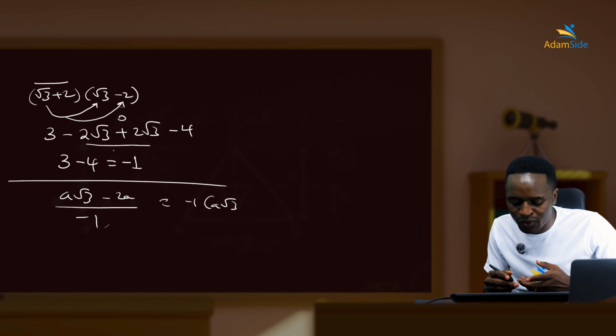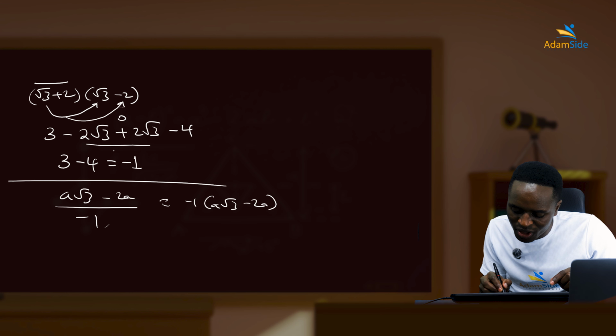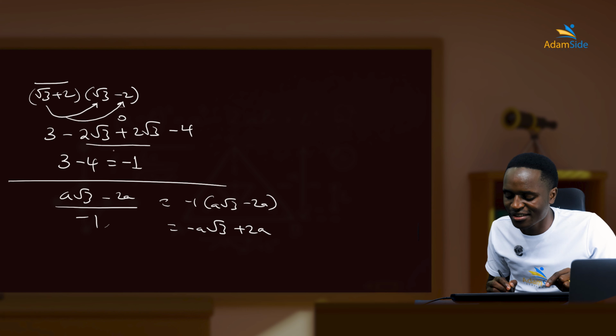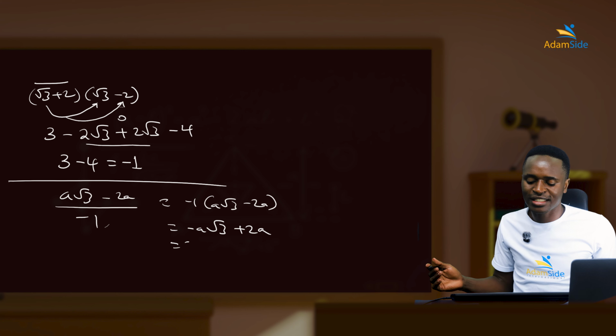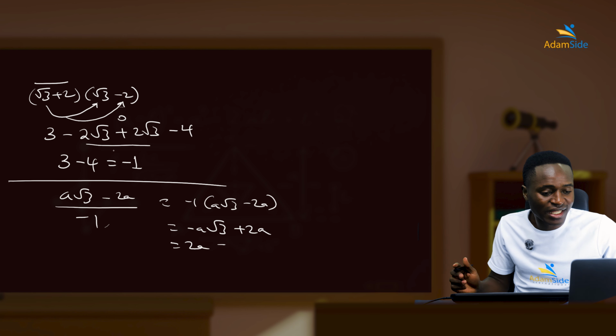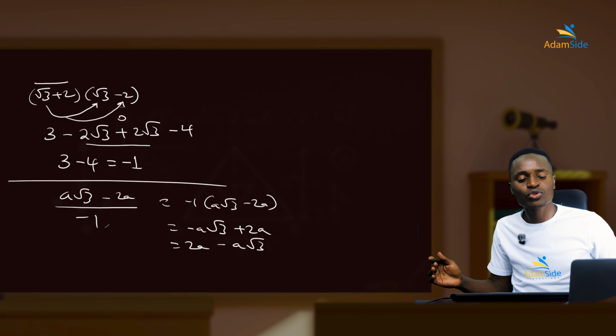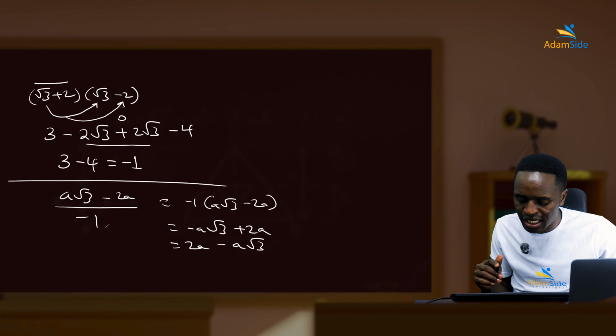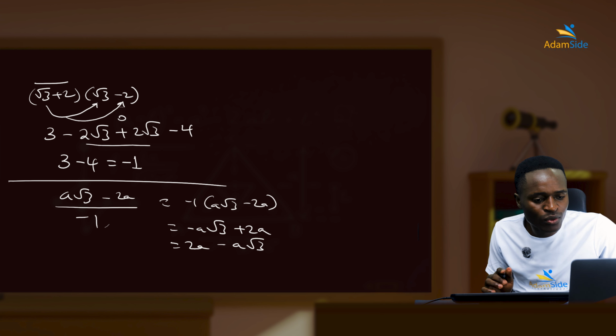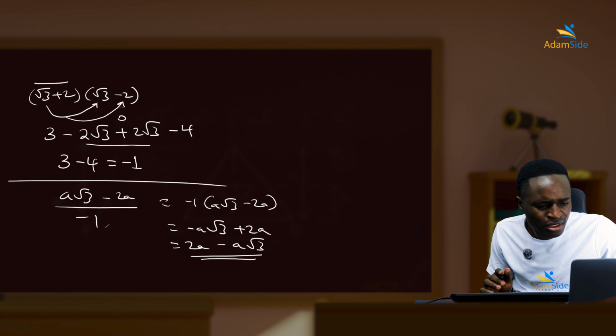After getting negative 1 in the denominator, you divide. The numerator a times root 3 minus 2 over negative 1 gives negative a root 3 plus 2a. Then start with the positive term, which will be 2a minus a root 3. And that's how you end up getting your answer in surd form.